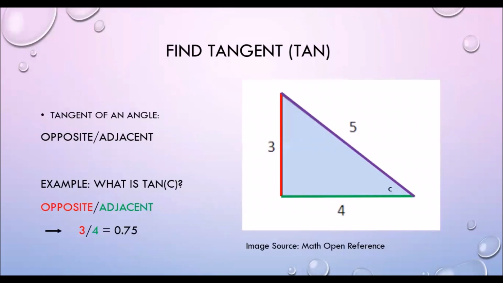To find tangent, we take the opposite side and divide it by the adjacent side. For example, if you want to find tangent of angle C, then we take the opposite side, which is red, and divide it by the adjacent side, which is green. Here, the opposite side has a length of 3, and the adjacent side has a length of 4. Once again, if we divide these two numbers, we get 3 over 4, which can also be written as 0.75.